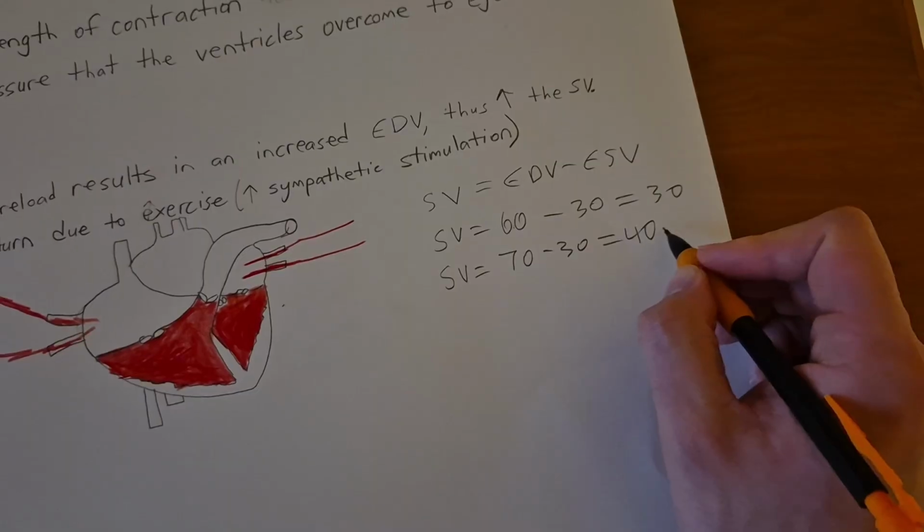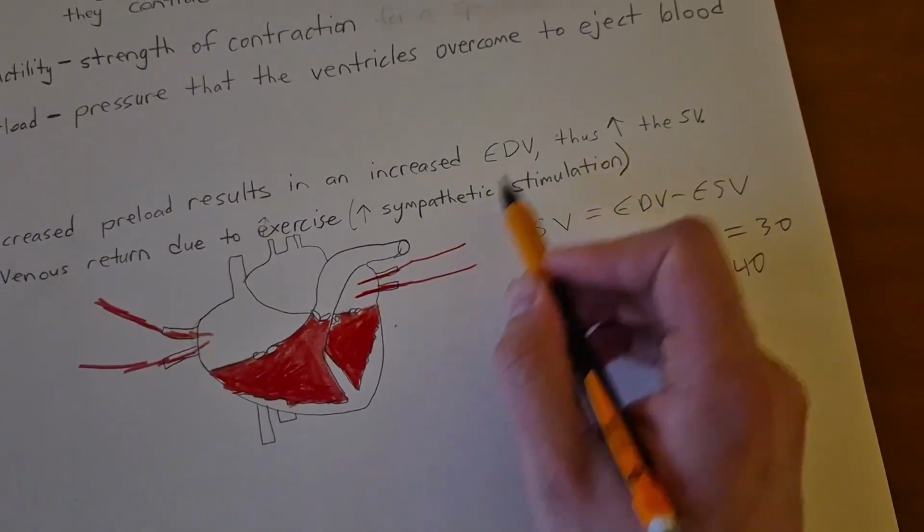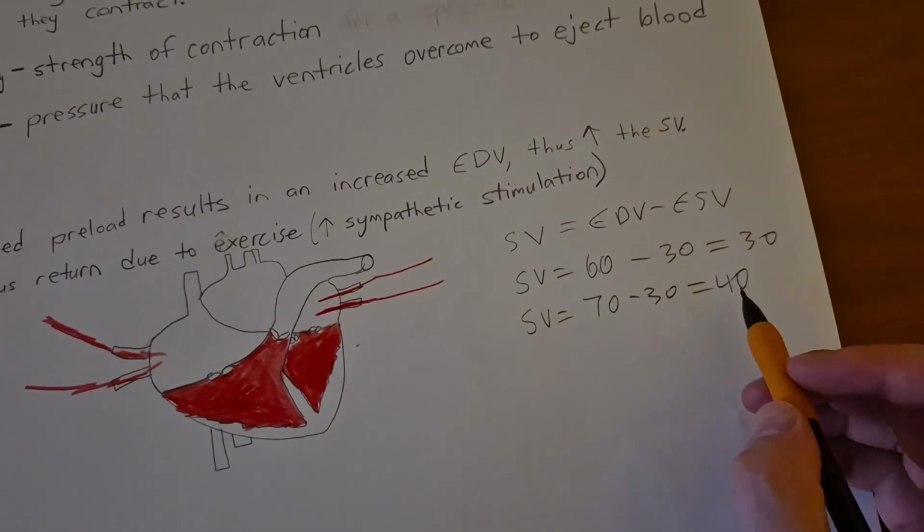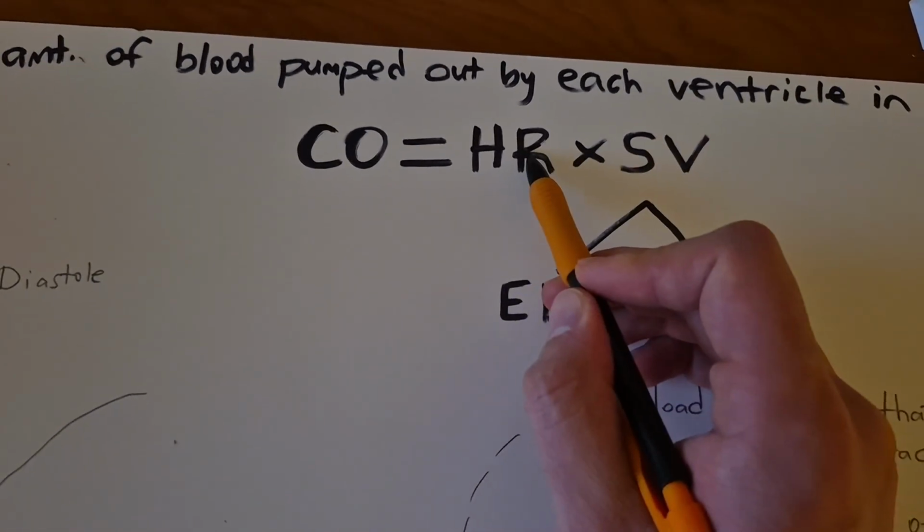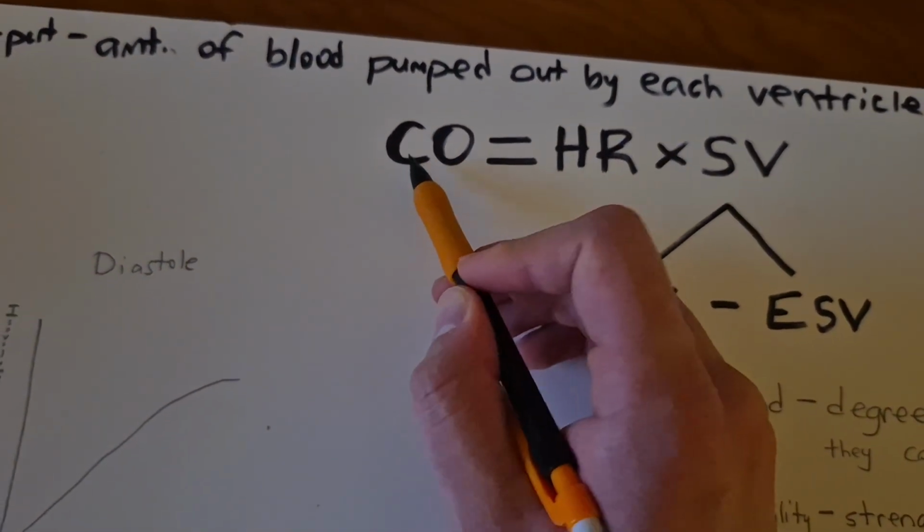So you see how the stroke volume can go up with an increased EDV. And then ultimately we plug this 40 in here, and then whatever our heart rate is, the cardiac output will increase as well.